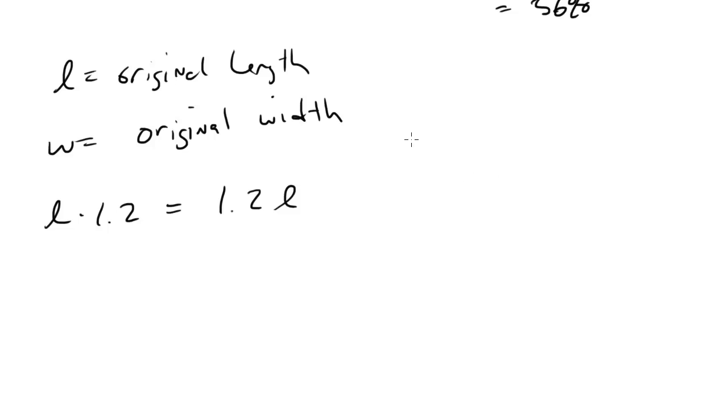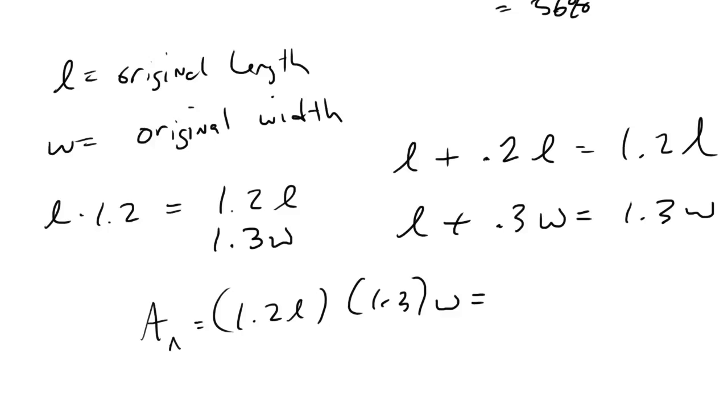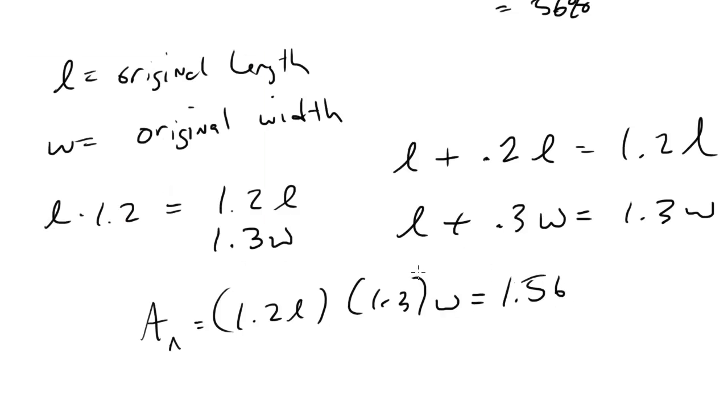If that doesn't make any sense to you, think of it this way. The new length is going to be the original length plus 0.2 times L, which again adds up to 1.2L. So that's another way to look at it. Similarly, over here, it's going to be 1.3W because it's going to be W plus 0.3W, which is going to be 1.3W. So now to get the new area, we say the new area is going to be 1.2L times 1.3W. And we do 1.2 times 1.3. It's hard to do it with this pen.